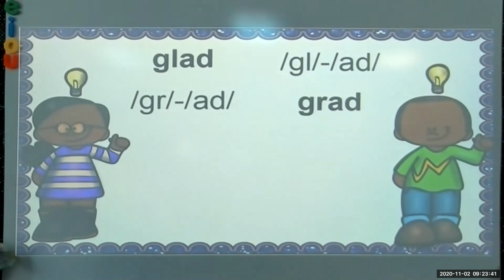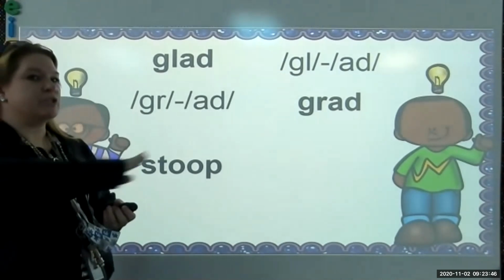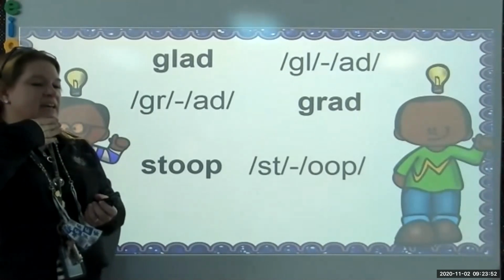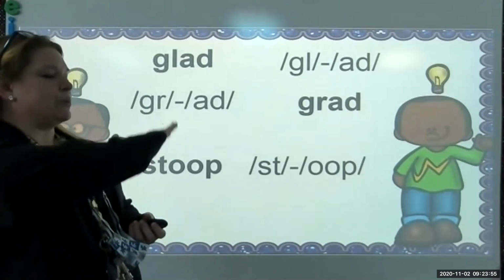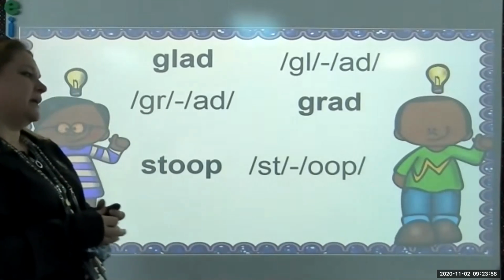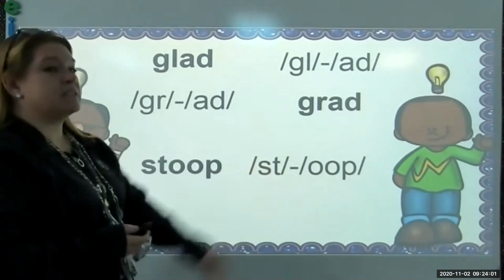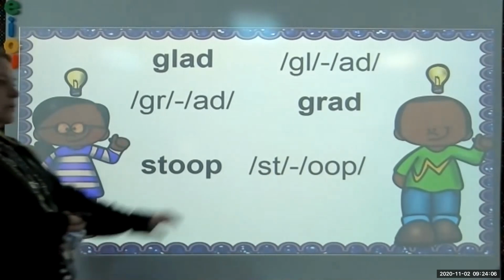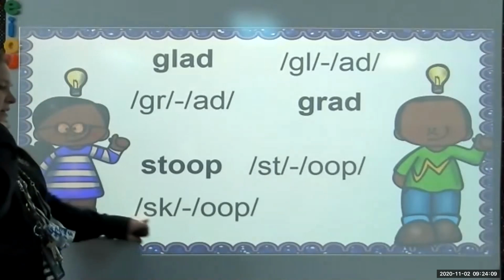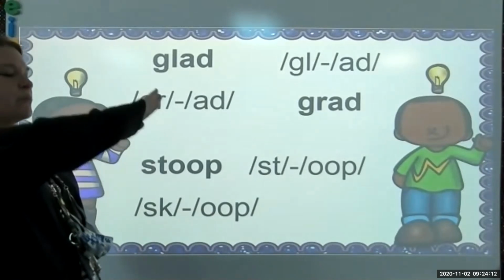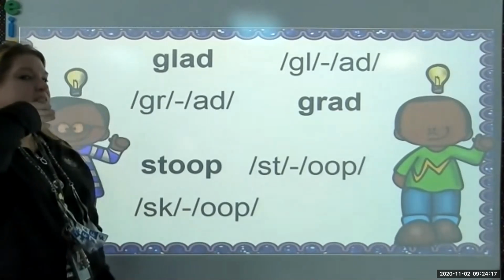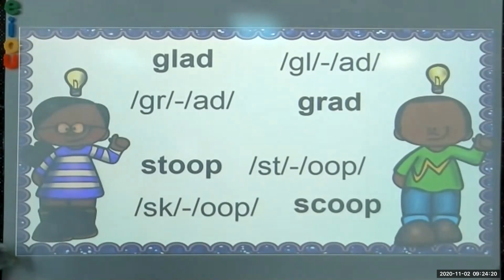All right, the next one is stoop down to pick up the trash. Stoop. So the onset part of this word is the st, and the rhyming part is oop. But I don't want the t anymore. I want to take the t sound out, and I now want it to say sc, so oop. So the new word on the curve is scoop. Good, it's scoop. Good job.